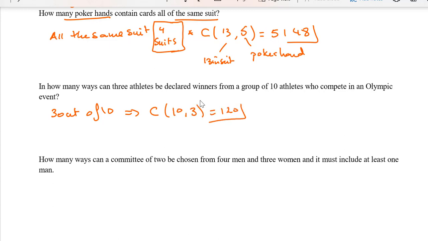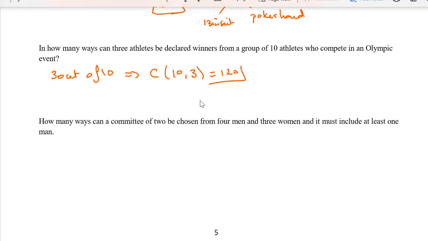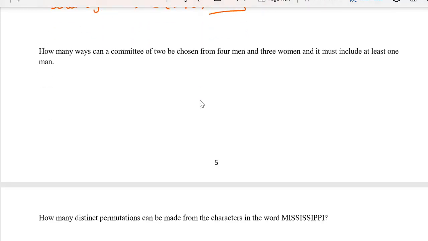So here I mixed all different questions back and forth, so you could always stop the video and try the question before I answer it. For example, this one here, I have: how many ways can a committee of 2 be chosen from 4 men and 3 women? So we have 4 men, 3 women, and it must include at least 1 man. Okay, so that's the key. We must include at least 1 man.